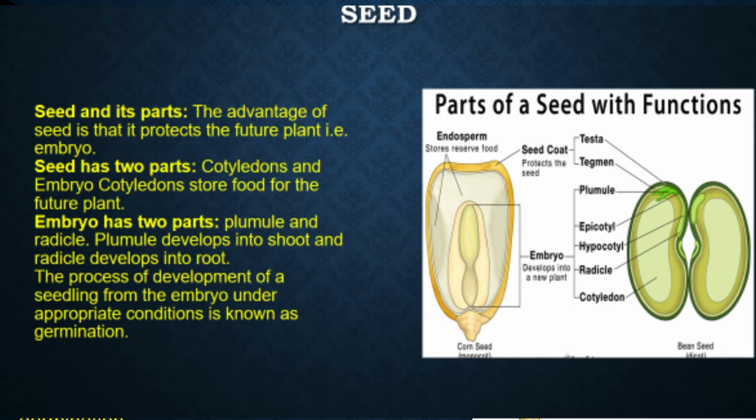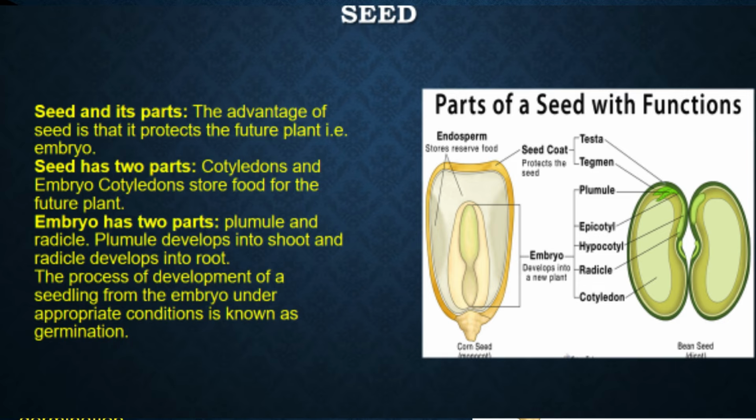Now, when we talk about the different parts of the seed, a seed can be a monocot or a dicot, depending on how many cotyledons it has. If there is only one cotyledon, then we call it monocotyledon, for example, corn seeds. And if you have two cotyledons, for example, bean seeds, they are dicotyledons. So seeds can be monocot or dicot.